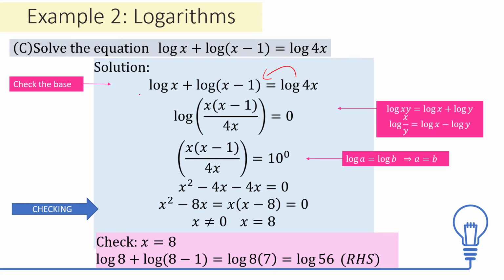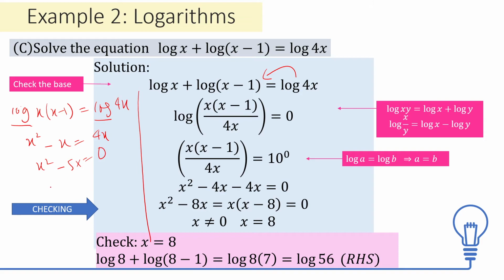Now, if I don't want to shift to this side, I can only combine these two. I have log x multiplied by x minus 1 equals log 4x. Since both of them are the same, I can say x squared minus x equals 4x. So x squared minus 5x equals 0. So x is equal to 0 and x equals 5. Actually, I think I did something wrong somewhere. Actually, it's 5x.